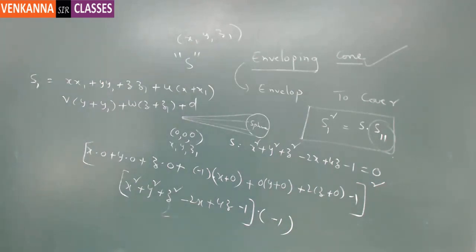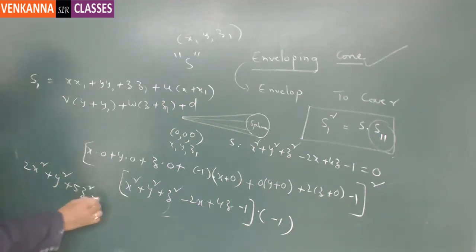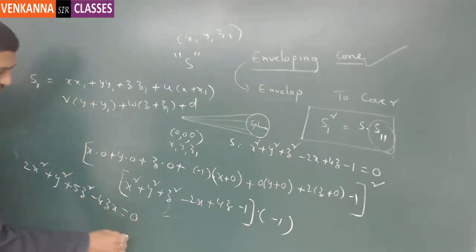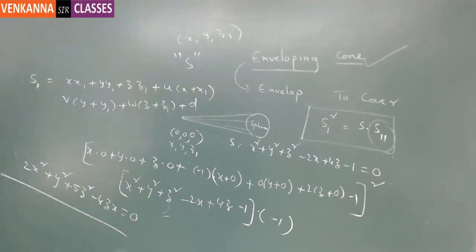So if you simplify the whole part, you will get the required enveloping cone equation. I will say that you are going to get it as 2x square plus y square plus 5z square minus 4zx equal to 0. You please check on that. After checking, please give your confirmation. Please do it on your own.